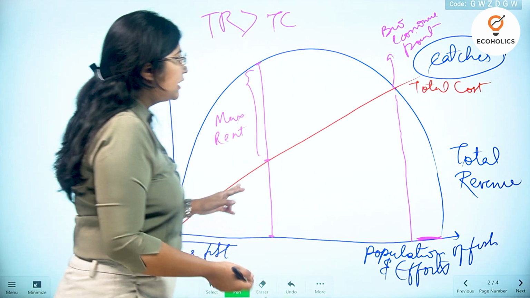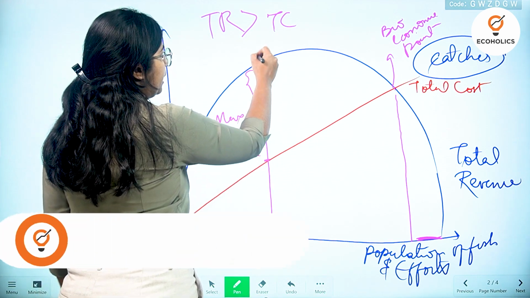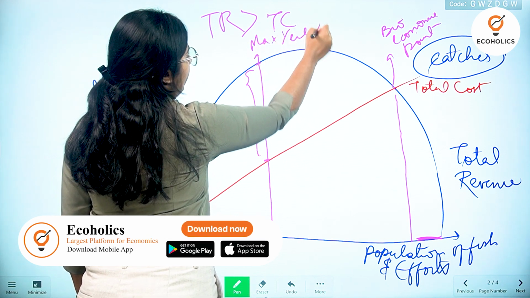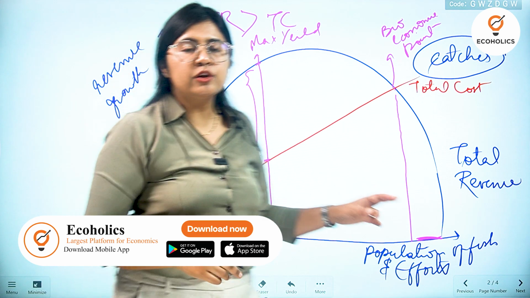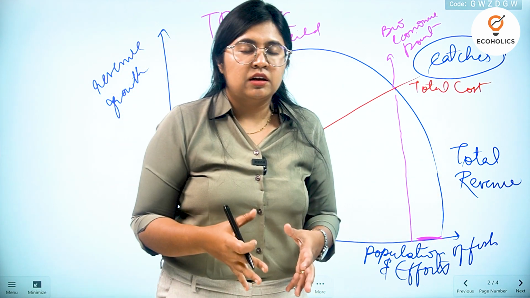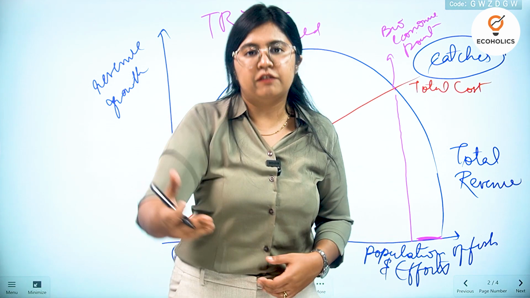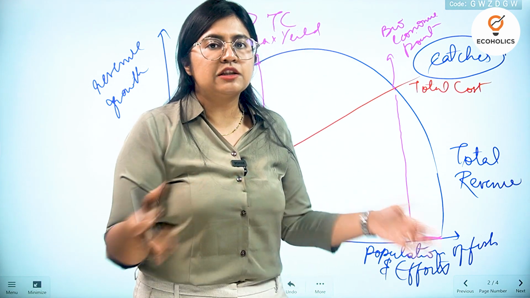So when you maximize the rent, this point becomes the maximum yield point. The point at which there is maximum yield, and yield represents not just the production but also the revenue that is earned from these fisheries.